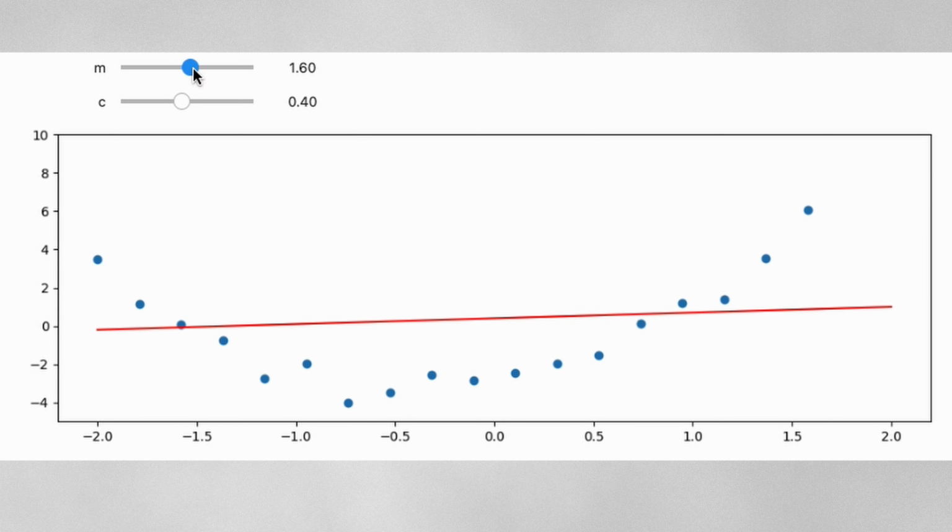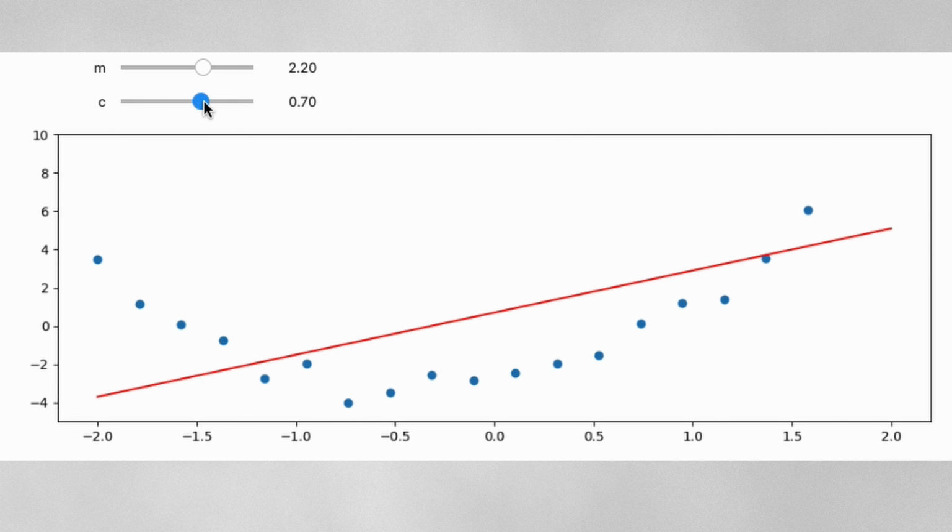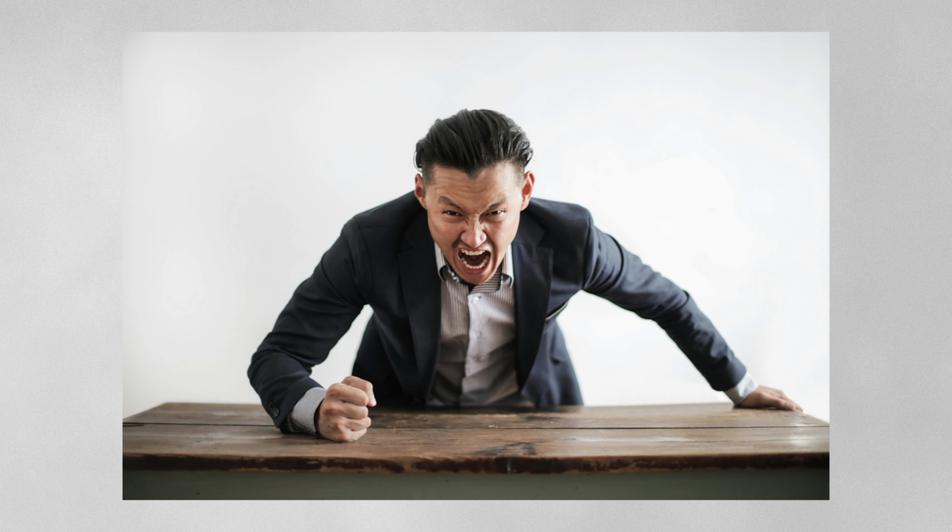Here we have some data and a line over the top of it. I've added some nice sliders so that I can twiddle the values of m and c until I get something that looks close to our data points. But you might be shouting at your screen, your line sucks. It doesn't fit the data well at all. The data's more of a U shape, not a straight line.